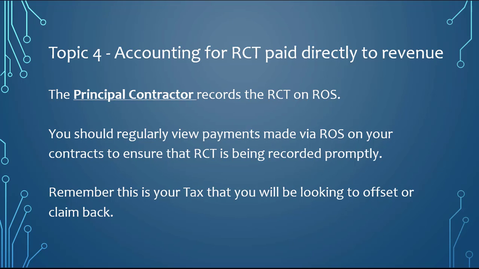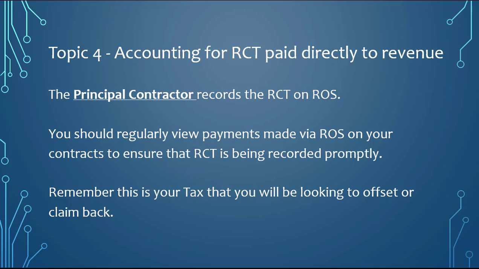So it's really important that you know that it is the principal contractor that does all of that. You can view it when you go into manage my RCT on ROS. So if you've gotten a payment, you should look to see, was the RCT paid? And just work out the details of when one is paid and when the other is paid. But from the moment that they notify revenue of that payment details, you should be able to see that RCT.